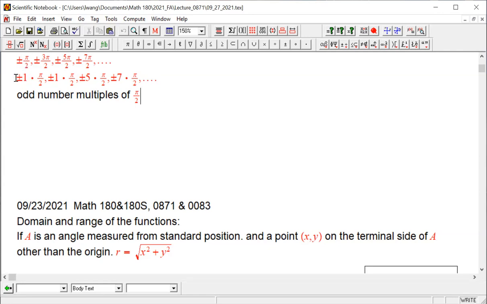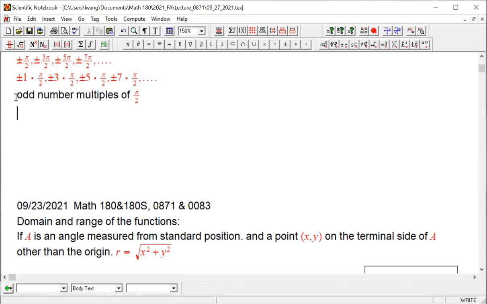So what have we observed? The odd numbers, right? This is 1, 3, 5, 7. Do you guys see that? So it's an odd number multiples of pi over 2. Do you agree? So when cosine assumes those values, the output will be 0.